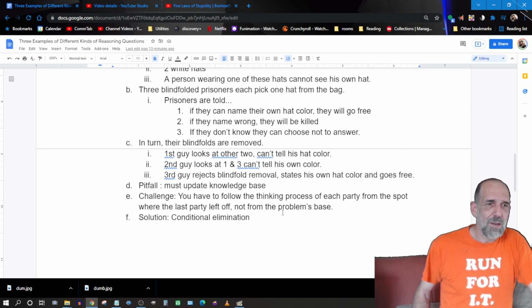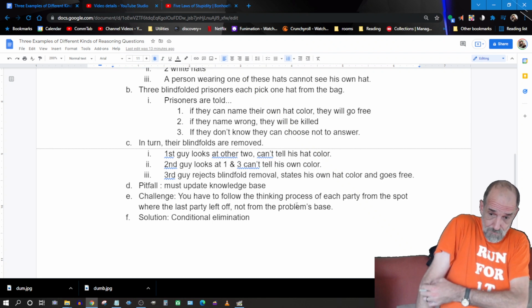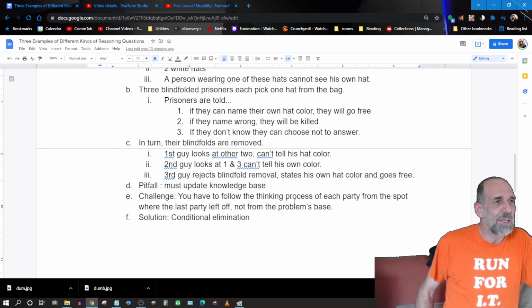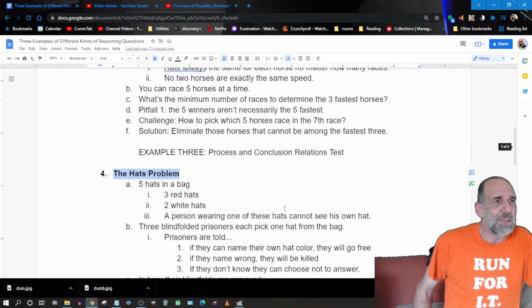So you can conclude that if the first guy had seen 2 white hats, he would have known his own hat was red. That the second guy knows if the first guy had seen 2 white hats. So the second guy knows if the third guy's got a white hat, his own hat must not be white and he must be red. But he's not able to say that, so then the third guy must know that his own hat is red. Delicious red. Wonderful red.